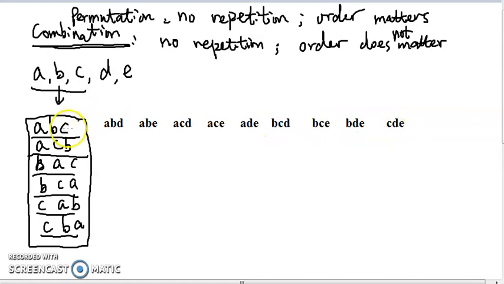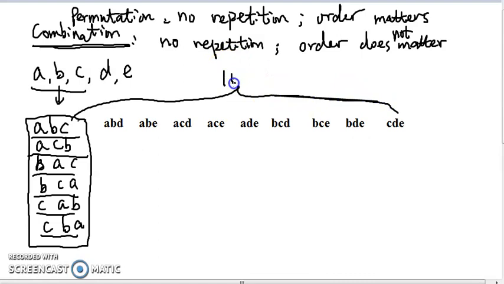So together, if we count, we have 10 total different combinations. So 1, 2, 3, 4, 5, 6, 7, 8, 9, 10. And again, the way I'm doing this right now, so we can figure out how to get that formula. And notice that for combinations, we only have these 10 different ways. So let me just mark here. We have altogether 10 combinations.